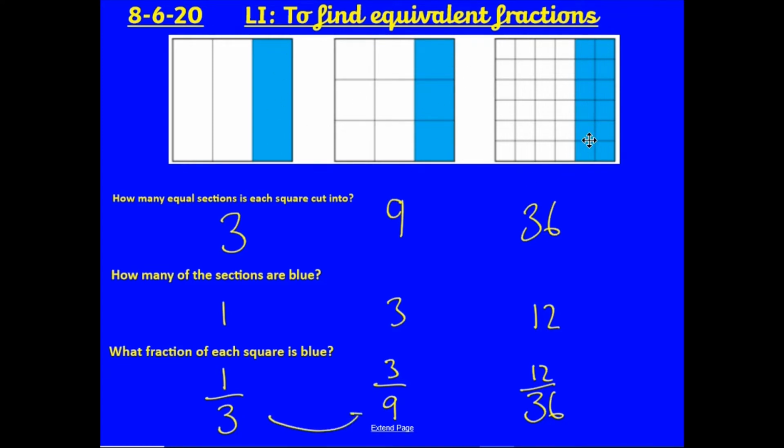Again, notice the exact same amount of area has been shaded in blue. They are, again, equivalent fractions. Okay, I've multiplied by 3 each time in this case. So 1/3 is the same as 3/9, which is the same as 12/36.